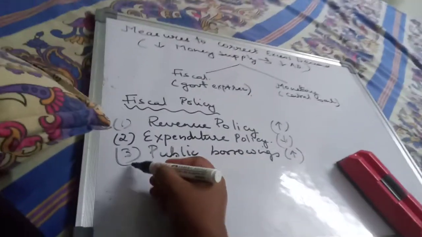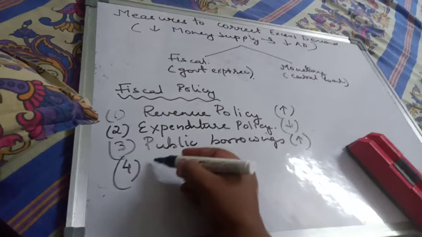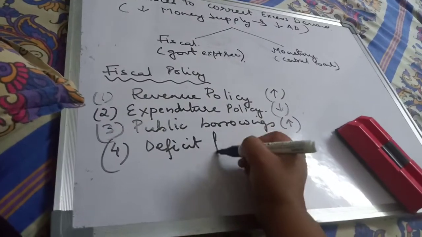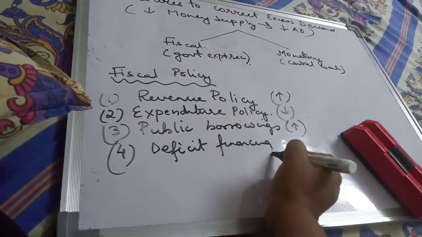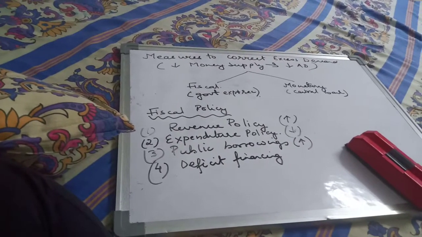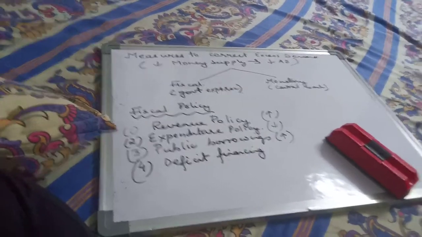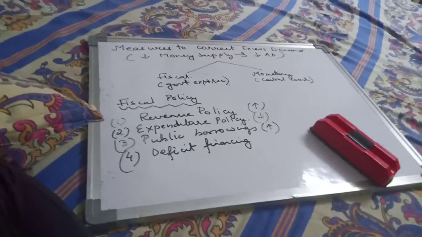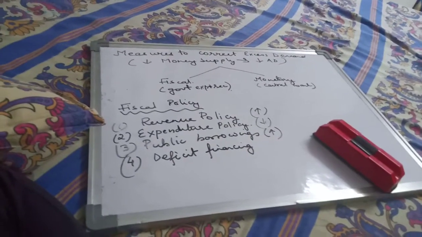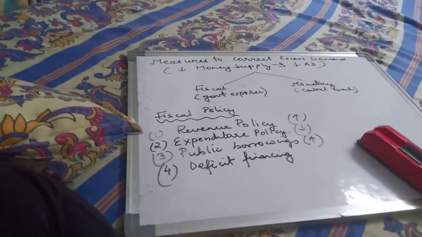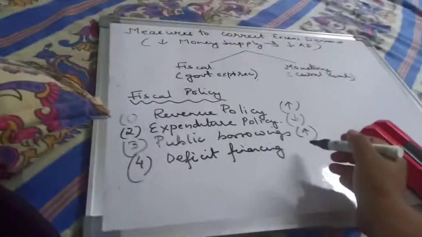The fourth concept under fiscal policy is deficit financing. In simple layman's language, deficit financing is printing of new notes. If new notes are printed, there will be more money in circulation. So you tell me, during inflation, should we print more new notes? No, we should curtail the printing of new notes. So at times of inflation, deficit financing should be curtailed, should be reduced.